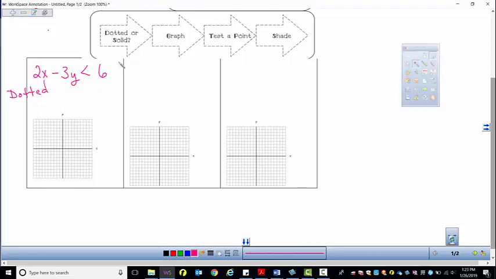And so then I graph. Well, to graph these are the ones you divide. So I take 6 divided by 2 is 3. So my x is 3. And then 6 divided by negative 3 is negative 2. So my y is negative 2. I draw in my line, but remember it's broken or dotted. So you draw in your line.